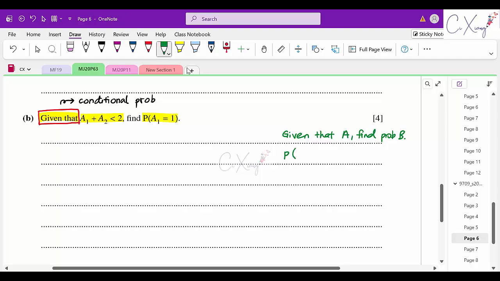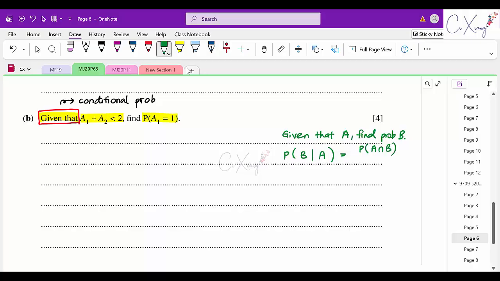When you write the symbol, the event that happened first goes on the right-hand side of the slash, and B is on the left. The formula for this symbol is the probability of A intersect B divided by the probability of A. So we call this conditional probability. For those who already forgot it, go back to the AS syllabus, chapter 3, which has a small part about conditional probability calculation. Let's continue back and figure out this one.